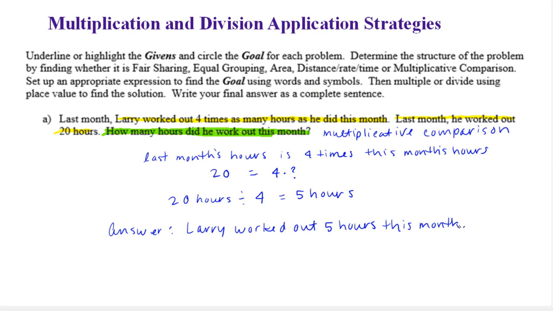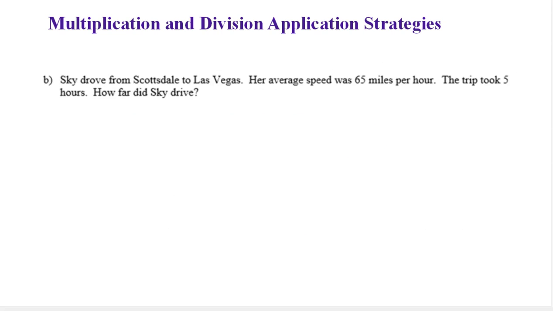Okay. So again, you just need to be careful and really read through, comprehend, and understand the structure of the problem. You see the 4 times, it's tempting to multiply 20 times 4, and sometimes that will be the case. But in other times, the amount that he worked out this month was missing, so we actually needed to divide. Let's look at the next one.